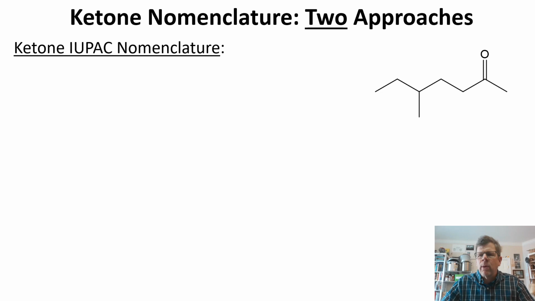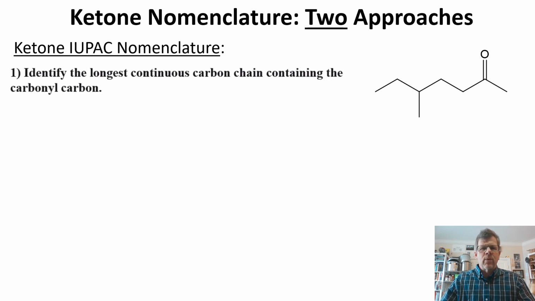IUPAC ketone nomenclature is pretty straightforward. It's similar to aldehydes, it's similar to that of alcohols. It's about finding the longest continuous carbon chain and naming it as a ketone. This is definitely a ketone structure we see in front of us. And just like always in ketone or any IUPAC nomenclature, we got to find the longest continuous carbon chain. And on this structure, we would find that longest continuous carbon chain as such. There it is. 7 carbons.